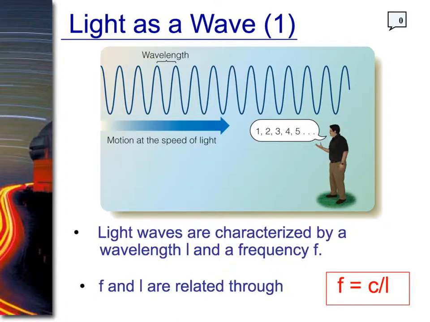So we know that light is a wave, and it's classified as a wave because it can be physically measured. So the two ways that we measure waves are in terms of wavelength and frequency. And the symbols that we use are the lambda symbol for wavelength and an F for frequency.